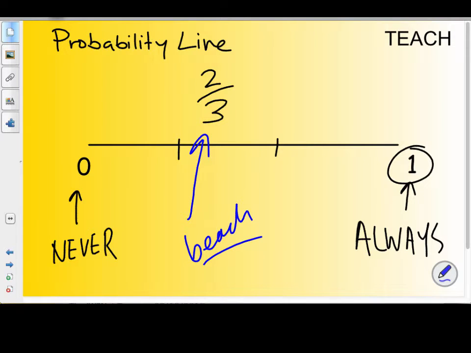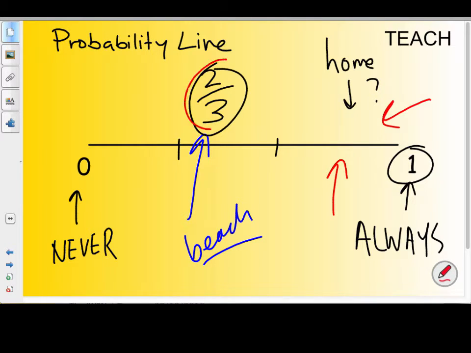What if there was a 2/3 chance that I was going to go to the beach on the weekend? And the rest was the chance that I'd stay at home. So there's 2/3 of a chance I'm going to go to the beach. The other chance is the chance that I'm going to stay at home. What's this value going to be?